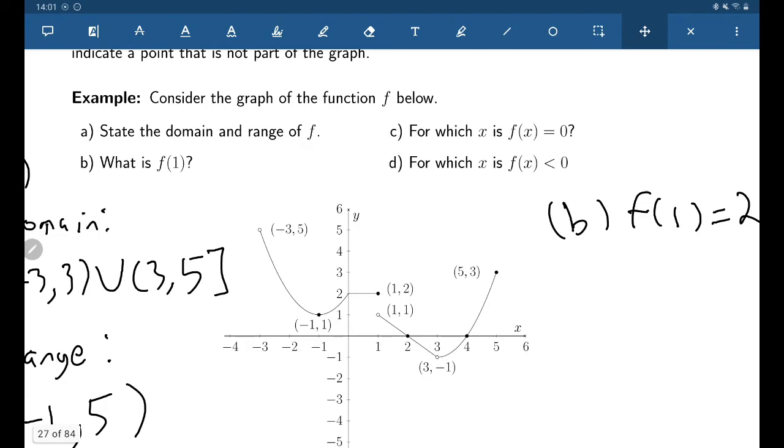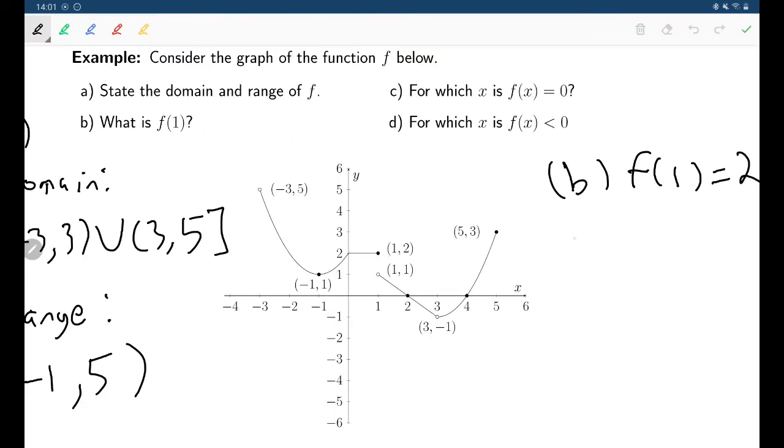Next part for C, which is the question of for which values of x is f of x equal to 0? Or in other words, which points on our graph have a y value of 0? And we can see on our graph there's 2 points that happen to have a y value of 0. So here for which values of x? The values are when x is 2, you have a y value of 0. When x is 4, you also have a y value of 0. So where is f of x equal to 0? In other words, you're asking yourself, where are the x-intercepts? And the answers are at 2 and also at 4. So those are my x values that make f of x equal to 0.